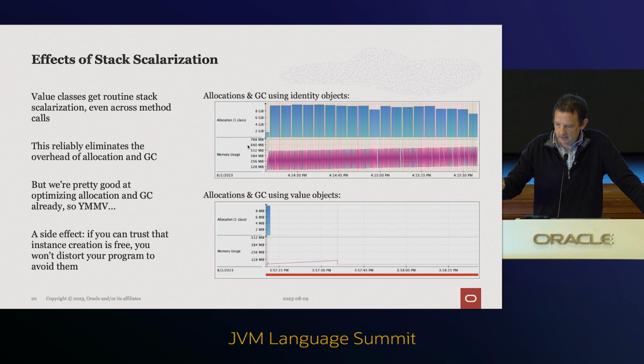I should emphasize that this is not only local to a single method, but this optimization works across calling. It's a calling convention optimization. So you can have a call stack that passes value objects up and down, and all the allocations can be skipped.